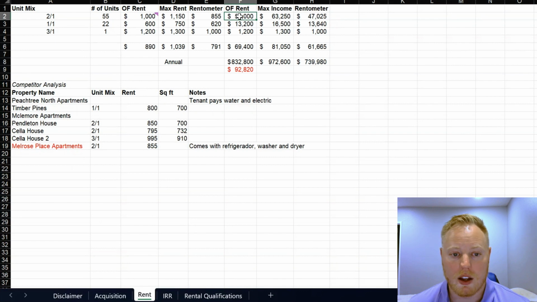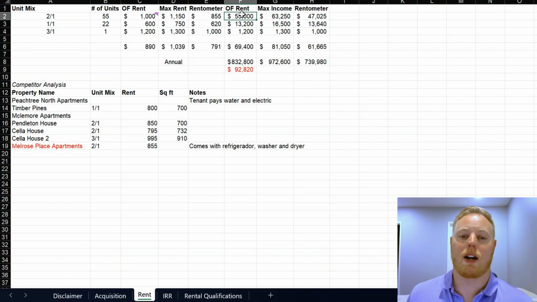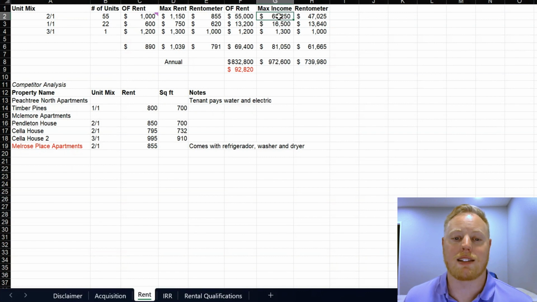Per month. We got to make sure that this is good. So this is per month. Sorry, I'm just making sure my calculations are right. Yeah, this is per month. This is the max income, just taking the number of units times the max rent. This is the rentometer income, right?